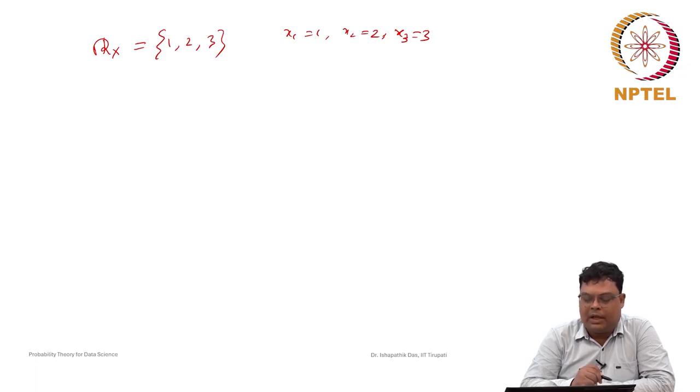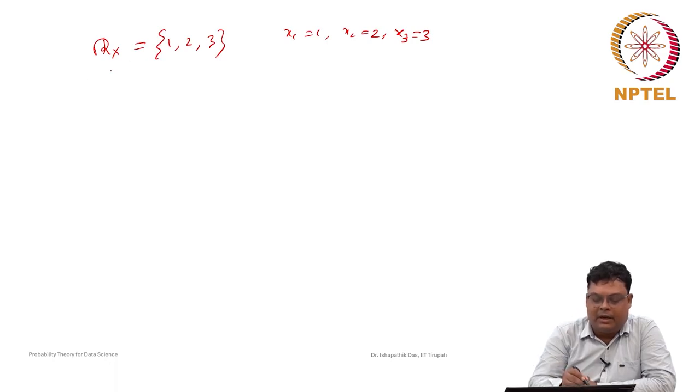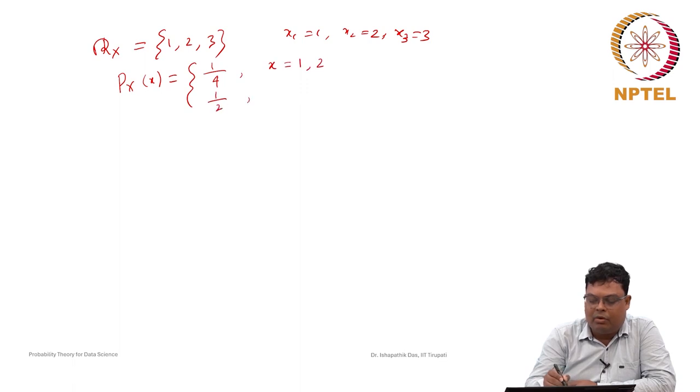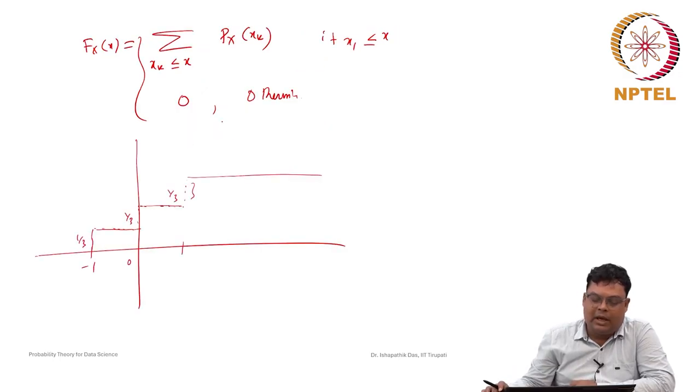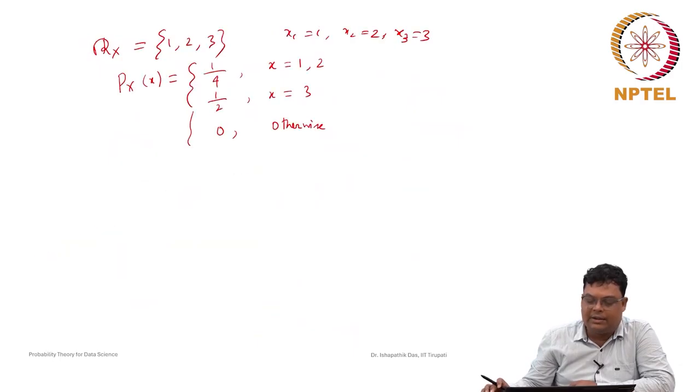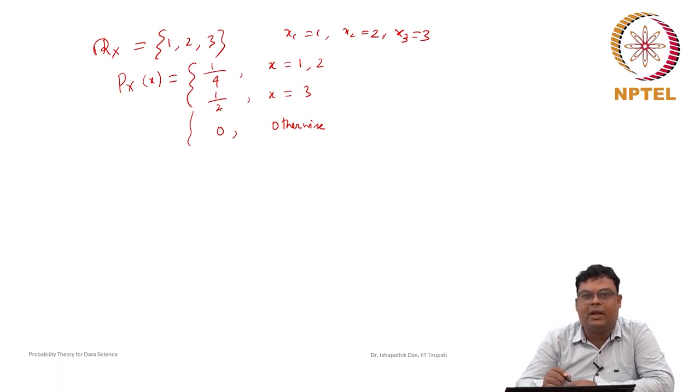What is the probability mass function? Let X be a discrete random variable with this range, and the probability mass function is given by p of x equal to 1 by 4 for x equal to 1 and 2, equal to 1 by 2 whenever x is equal to 3, and equal to 0 otherwise. In that case you can see that it is a probability mass function: it is always between 0 and 1, it is 0 unless it is in the range. And if you take this sum, 1 by 4 plus 1 by 4 is 1 by 2, plus 1 by 2, this is equal to 1.